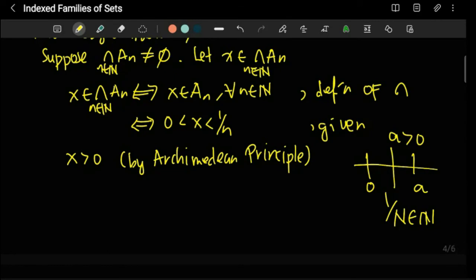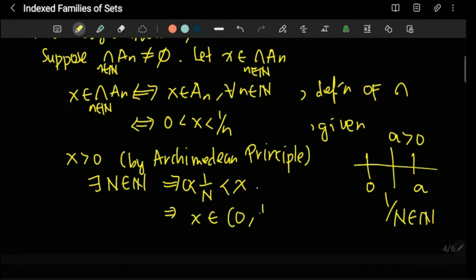So, by the Archimedean principle, we must be able to find a natural number n such that 1 over n is smaller than x. Now, what will it mean? Of course, 1 over n is greater than 0. If 1 over n is smaller than x, then x definitely will not belong to the set 0 to 1 over n, because 1 over n is smaller. Right? So, we were able to find a set where x does not belong.